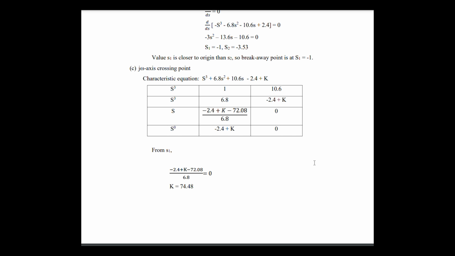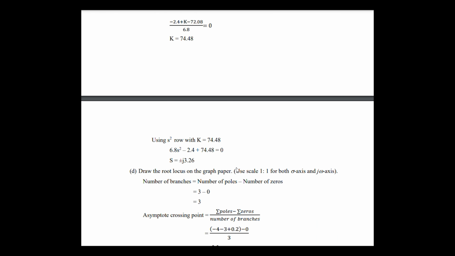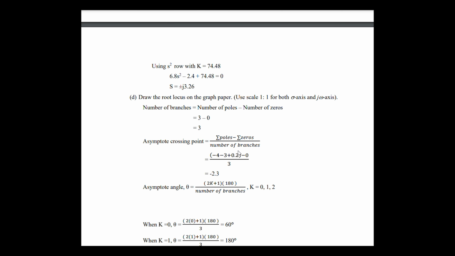Then we need to find the j omega axis crossing point by using the characteristic equation and the Routh table. From the s1 row we get K equals to 74.48, and using the s2 row with K equals to 74.48, the value of s is plus minus 3.26j. Then draw the root locus on the graph paper.